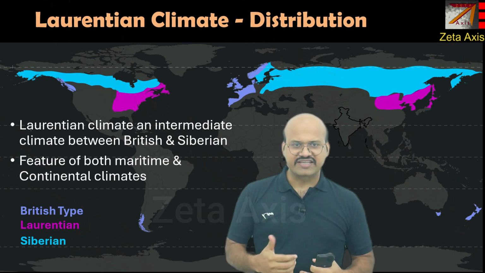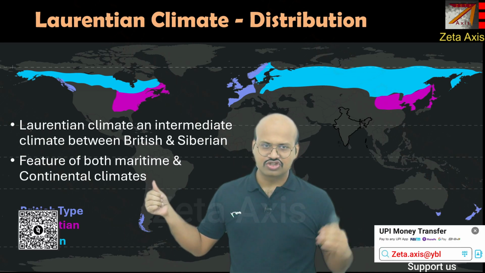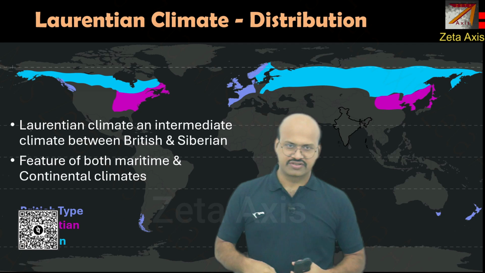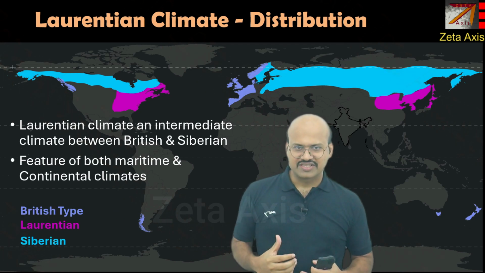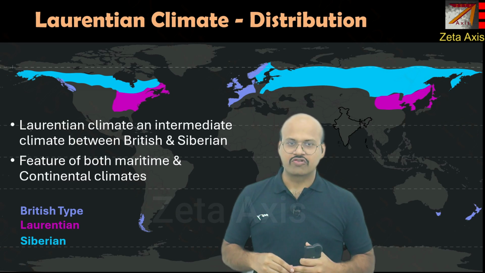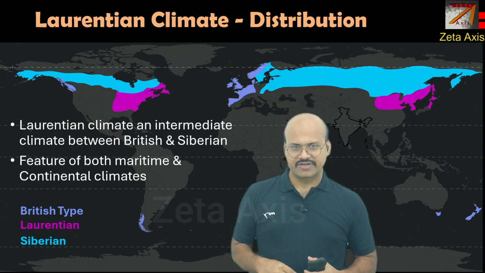Now there is another interesting feature of Laurentian climate, that it has effects of both maritime, that is the oceans, as well as continentality, that is distance from the ocean. So we can see that in some regions there will be an effect of oceans which will reduce the temperature, while there will be other regions which are far from the oceans where we will see extremes of climate.